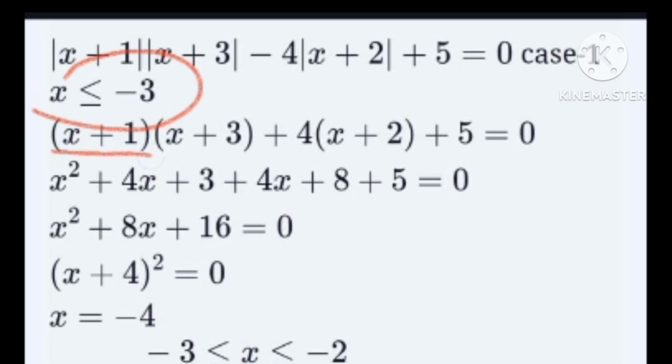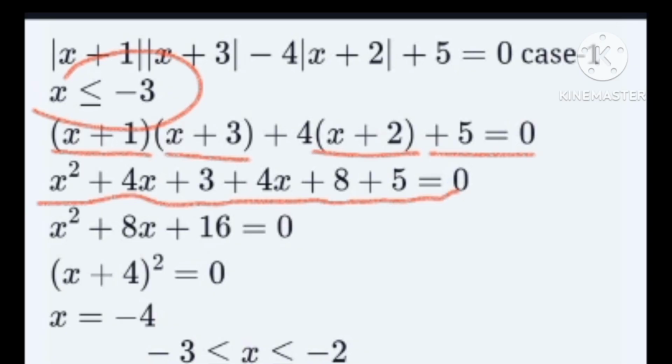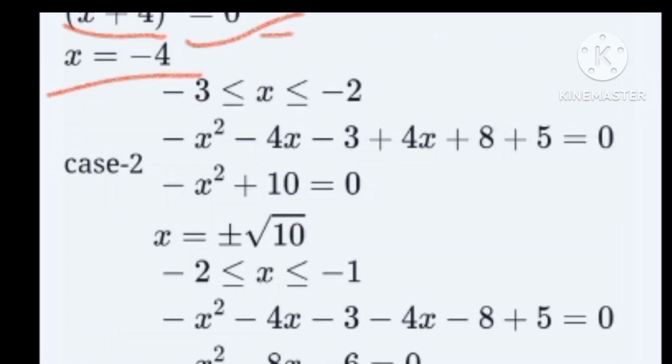That means x plus 1, x plus 3 plus 4 into x plus 2 plus 5 equal to 0. Now simplification, x square plus 4x plus 3 plus 4x plus 8 plus 5 equal to 0. x square plus 8x plus 16 is equal to 0. Then x plus 4 whole square equal to 0. x equal to minus 4. So this is the one value that exists.